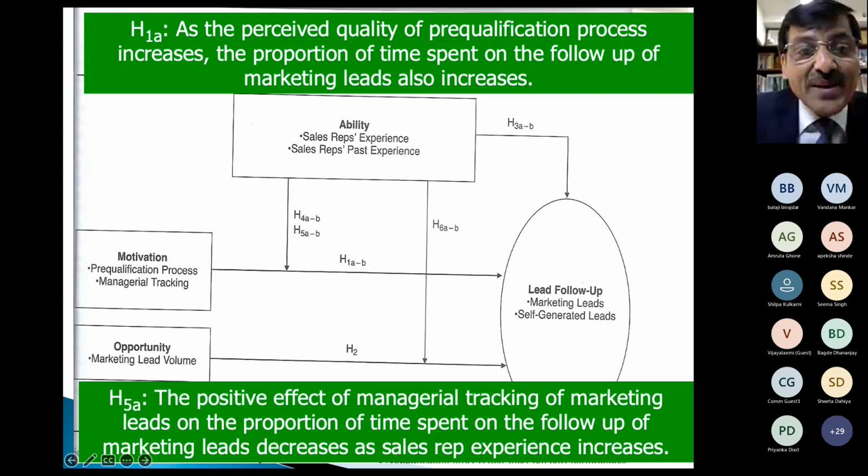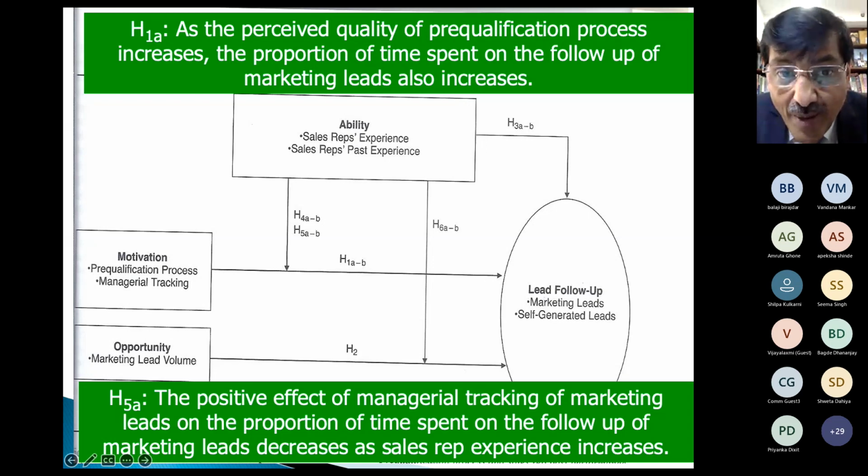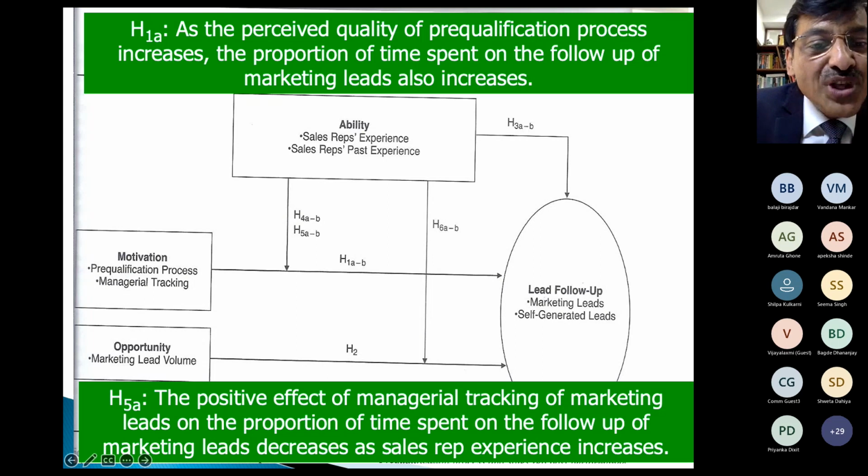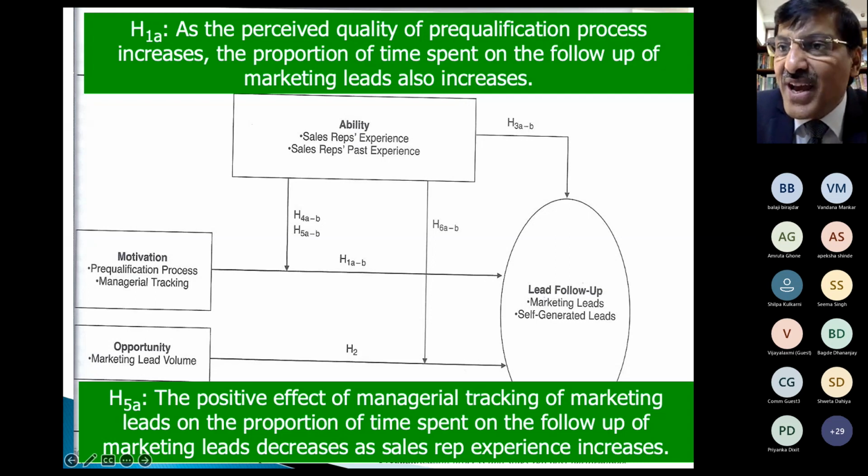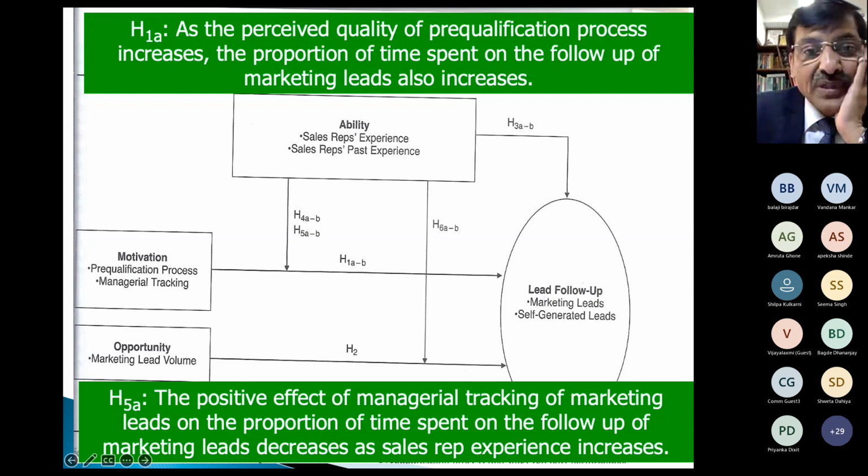H5A, as you can see here, ability, motivation, and lead, a combined relationship. The positive effect of managerial tracking of marketing leads on the proportion of time spent on the follow-up of marketing leads decreases as sales representatives' experience increases. What do I mean by this? Here, motivation is used as an independent variable and lead follow-up is used as a dependent variable.